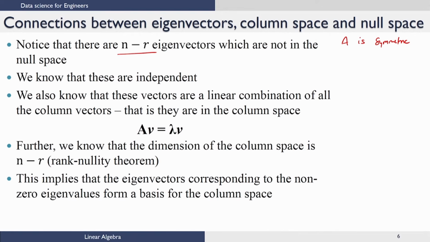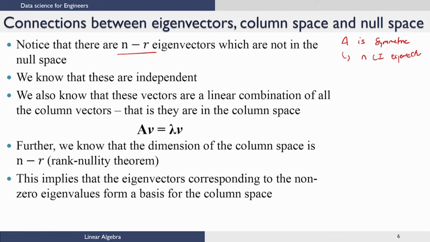We know that all of these n minus R eigenvectors are also independent, because we said irrespective of what the symmetric matrix is, we will always get n linearly independent eigenvectors. So, that means these n minus R eigenvectors are also independent. We also know that each of these independent eigenvectors are going to be linear combinations of columns of A.